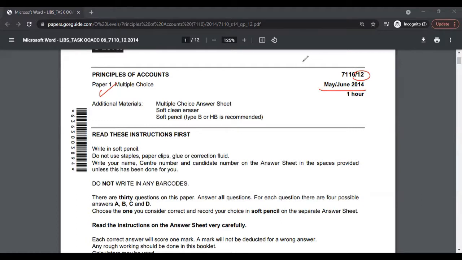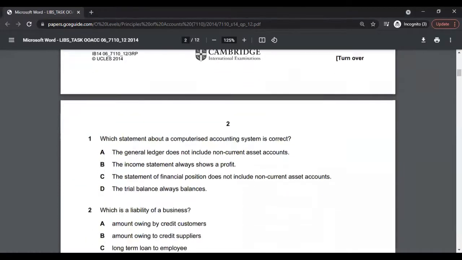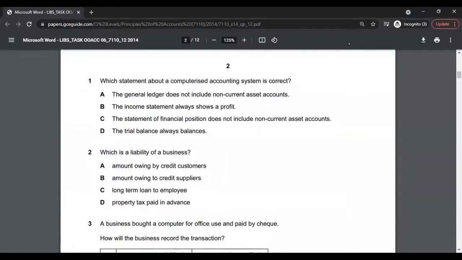So let's get started with the first multiple choice. Multiple choice 1, which statement about the computerized accounting system is correct? So we have to identify a correct statement for computerized accounting system. So let's look through the options.